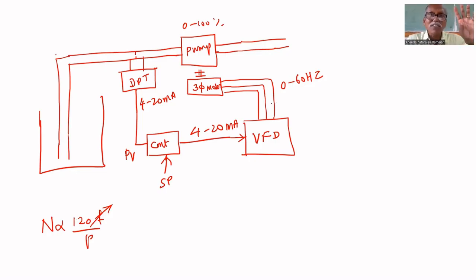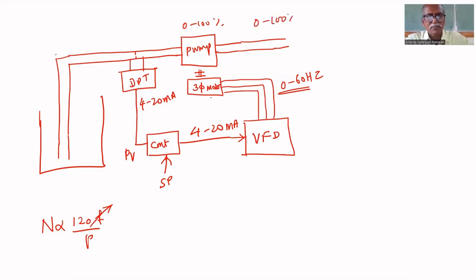It will give constant voltage, but the frequency is varying. Its output depends upon the 4 to 20 milliamps. I will say it this way: if 20 milliamps is given, 60 hertz; if 4 milliamps is given, 0 hertz. So frequency varies from 0 to 60 hertz. That VFD will give that, and that's why the pump speed will be adjusted. This is the experimental setup available in the lab. So the valve is replaced by a VFD, and by using this, we have to adjust the flow rate from 0 to 100%.